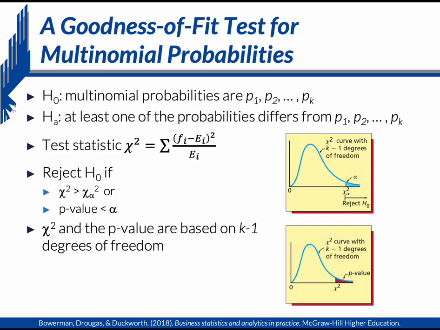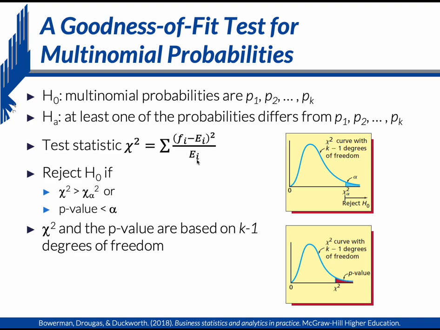The goodness of fit test for multinomial probabilities is a hypothesis test with the following hypotheses. The null hypothesis states the probabilities for each category or outcome, while the alternative hypothesis states that at least one of the probabilities differs from the probabilities stated in the null hypothesis. The test statistic is a chi-squared test statistic, which is computed using this formula. For each category or outcome, we get the squared deviation of the observed frequency from the expected frequency and divide that by the expected frequency. The test statistic is the sum of all these values from each outcome or category.